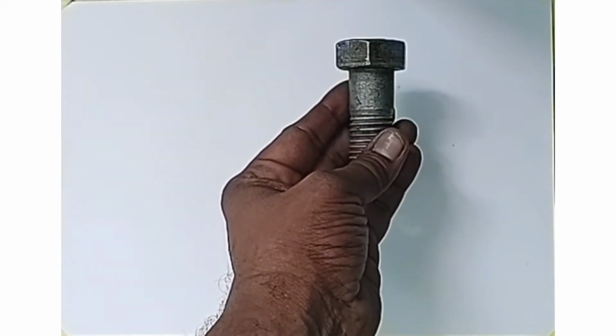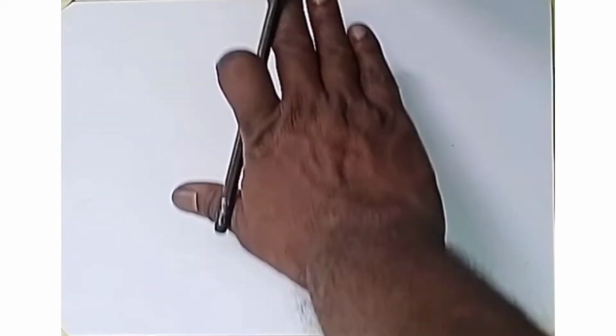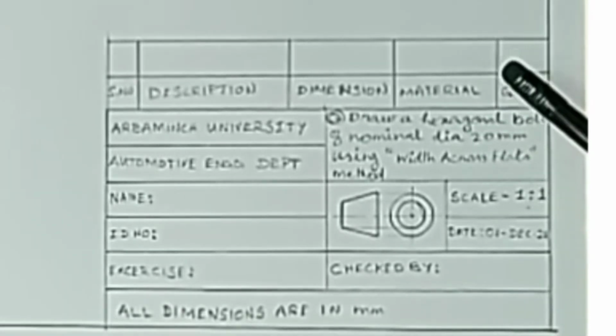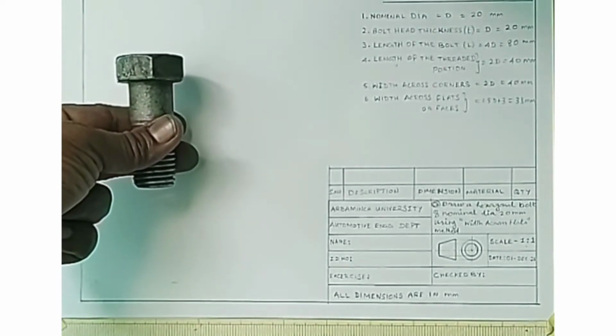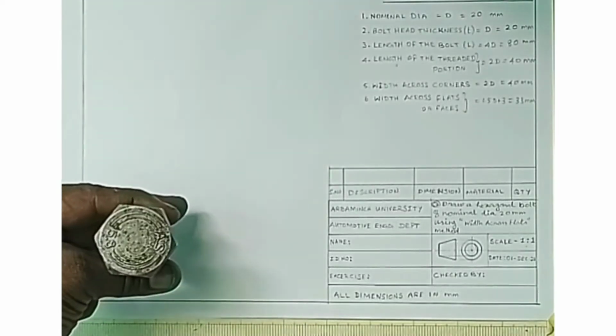So plan for the sheet before proceeding. Title block, bill of materials, and this portion will be for front view, top view, and here the left side view, and this portion we can use to write the nomenclature of this bolt. So I have planned my sheet. Draw the title block, bill of materials column, and nomenclature of hexagonal bolt. Everything is available here. Now we have to draw the three views. I'm going to place the front view here and top view here.